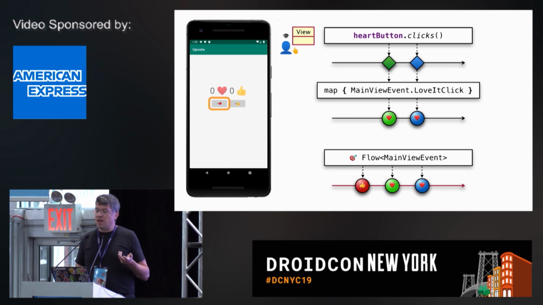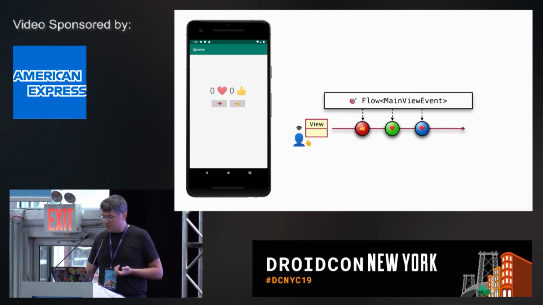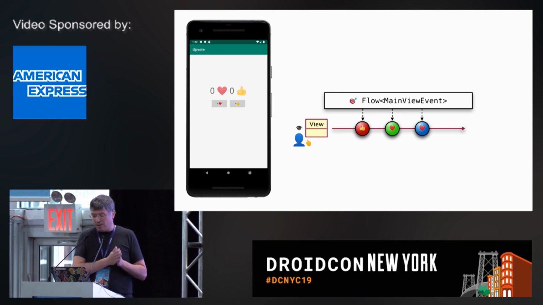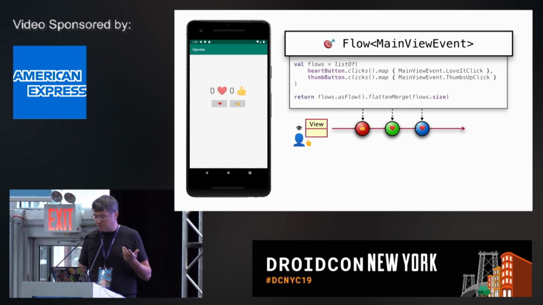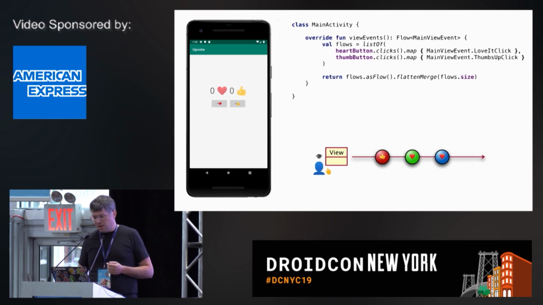So we're going to start thinking about how we merge these different streams. What we want is a flow of the parent sealed class only. We just want to deal with one source of events here. We're going to do this by taking a list of event flows and flattening it into a single one. So we're going to dig a little bit into the code here. This is what it looks like from the activity's point of view when we're merging these events. This view events function is going to provide us with our flow of view events.